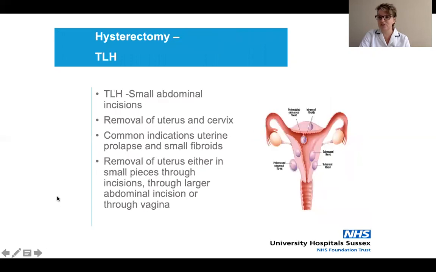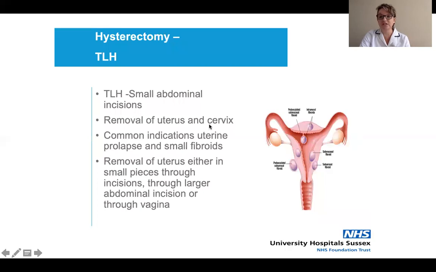So let's look at laparoscopic hysterectomy. So this is total laparoscopic hysterectomy. This is done through a laparoscope, a small camera that goes through the belly button. And generally they're small incisions. Normally one, the laparoscope, goes to the belly button, and possibly 2 or 3 smaller incisions in the lower part of the tummy. And again, the uterus and the cervix are removed.